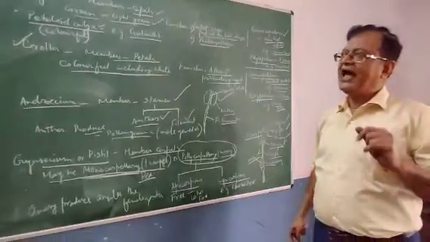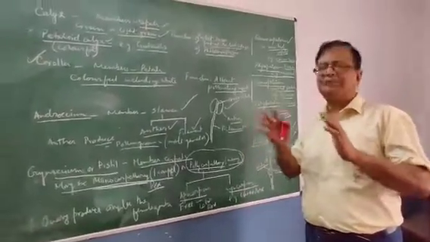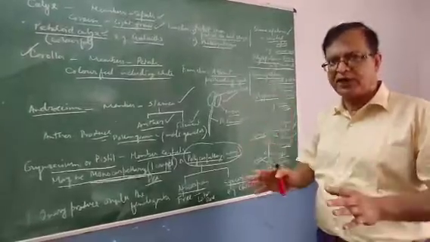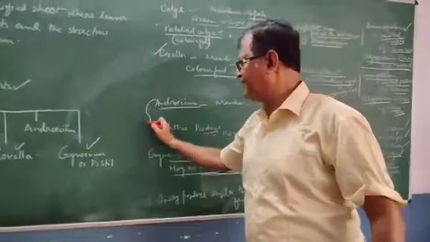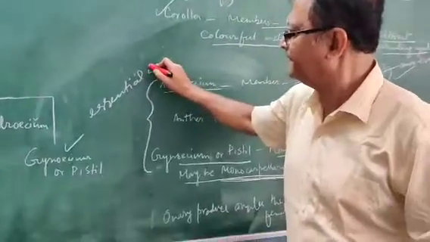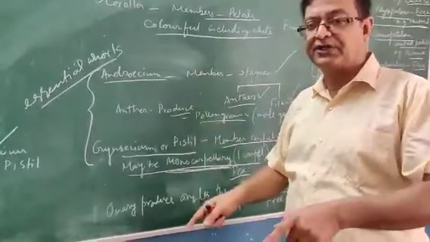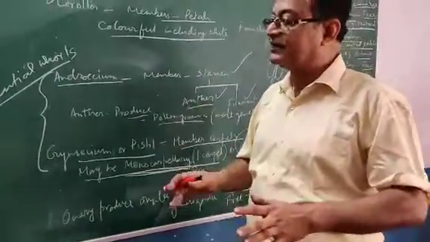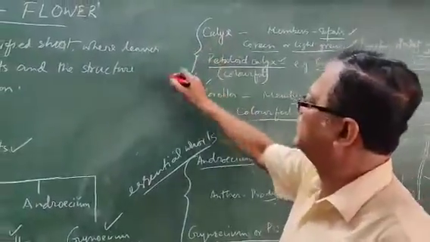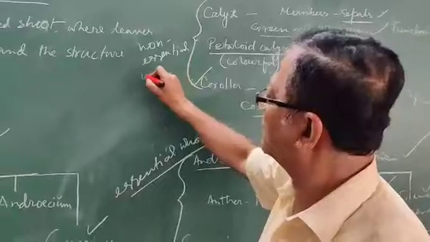Along with these, we have two or three more terminologies. Number one, if the parts of the flower are directly involved in the process of reproduction, these two are like that, then they are called essential whorls. Those who are directly involved in the process of reproduction. And if the parts are not directly involved but are helping the process, they are called non-essential whorls.